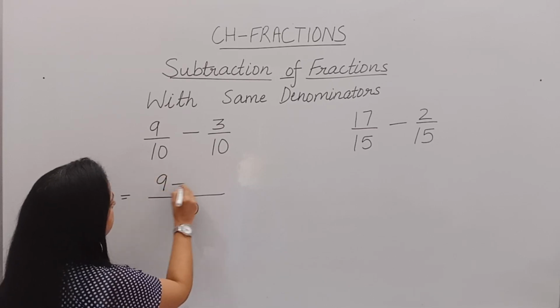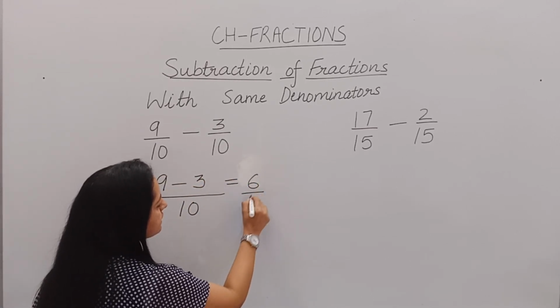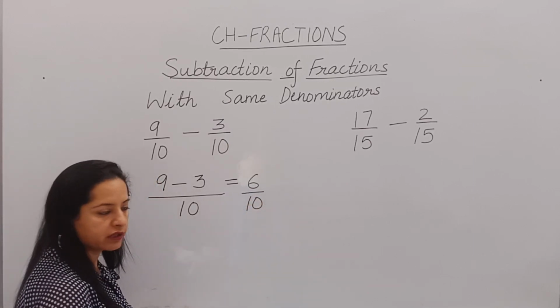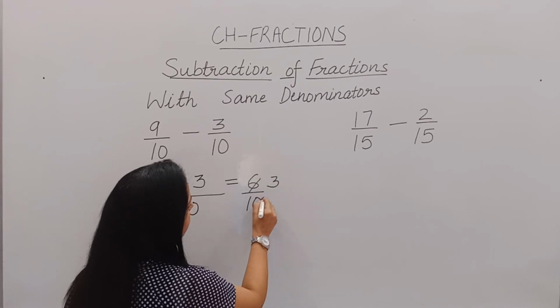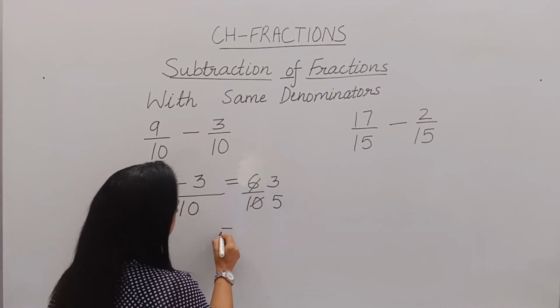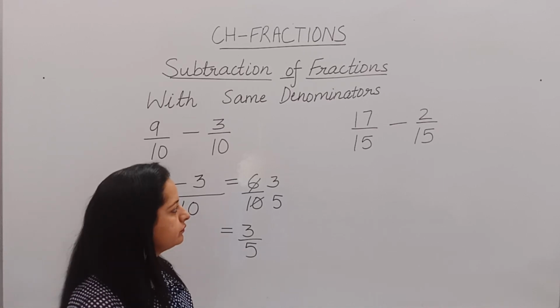Numerators, we have 9 minus 3. Now 9 minus 3 is equal to 6. So we have 6 upon 10. We can cancel 6 upon 10 by 2. 2 threes are 6 and 2 fives are 10. So our answer is equal to 3 upon 5.